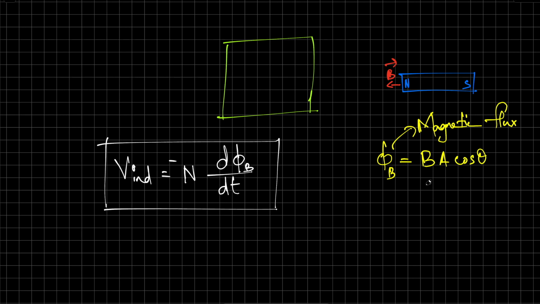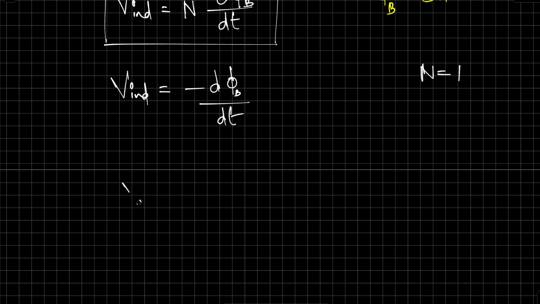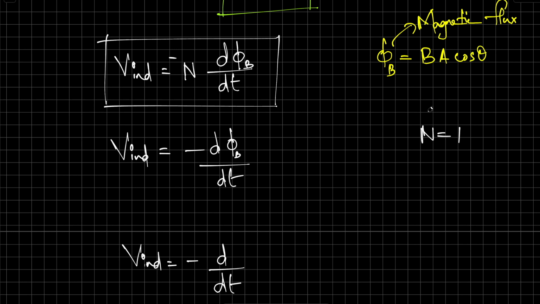Phi b is BA cos theta. So I'm going to replace phi b. V induced is equal to, let's say n is equal to 1, the equation will be minus d phi b over dt. So V induced is equal to minus d by dt of phi, the magnetic flux, that is BA cos theta.